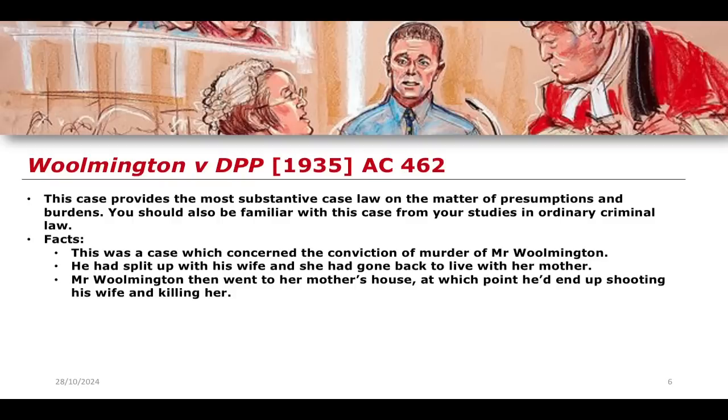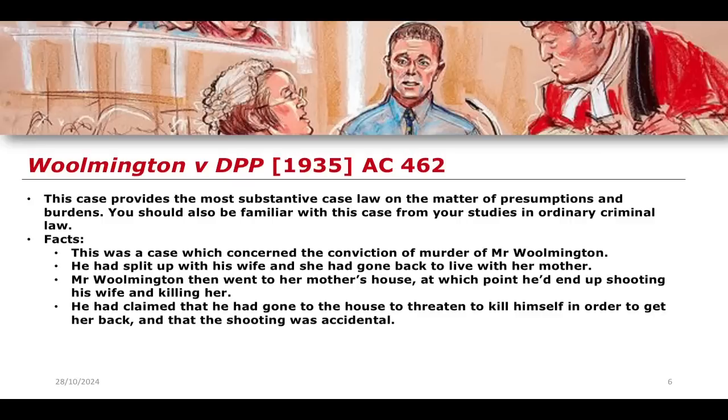So there is a conviction of murder that takes place here. He had claimed that the reason he had gone to the house with the shotgun was that he was going to threaten to shoot himself in order to get her back. Basically, come back with me or I'll do it, essentially. And that the shooting of her was accidental. Okay, he didn't mean for it to happen.